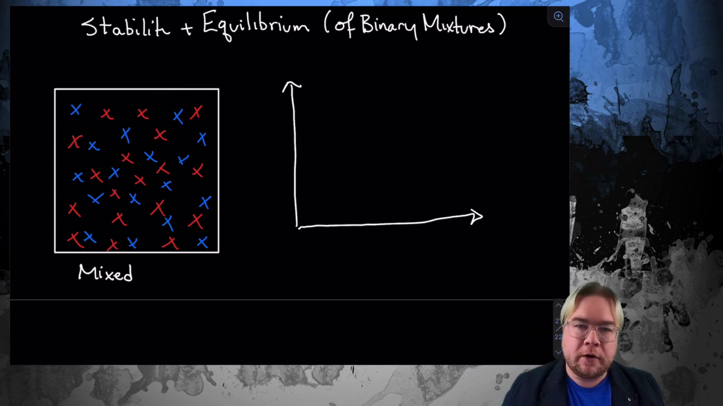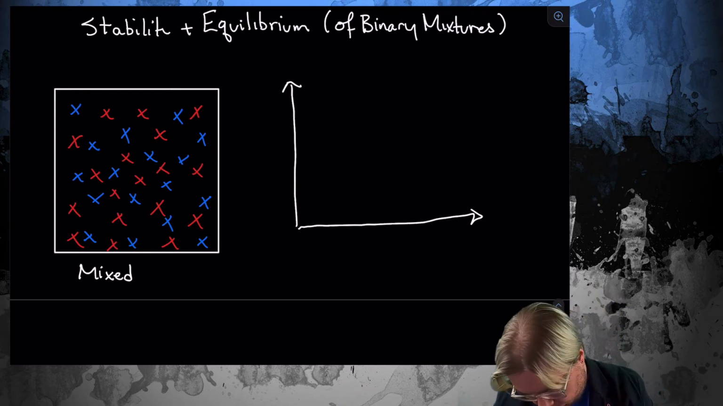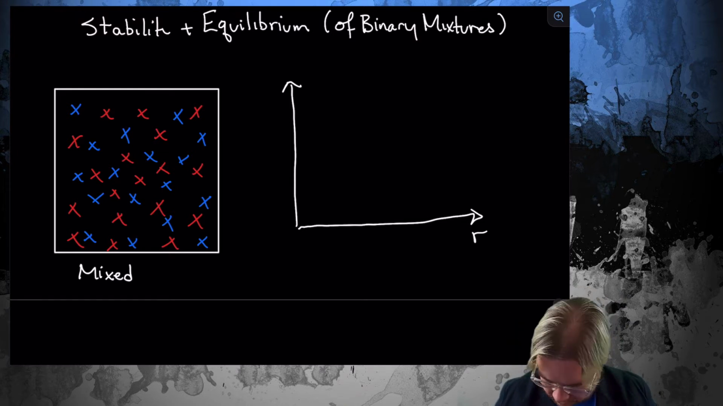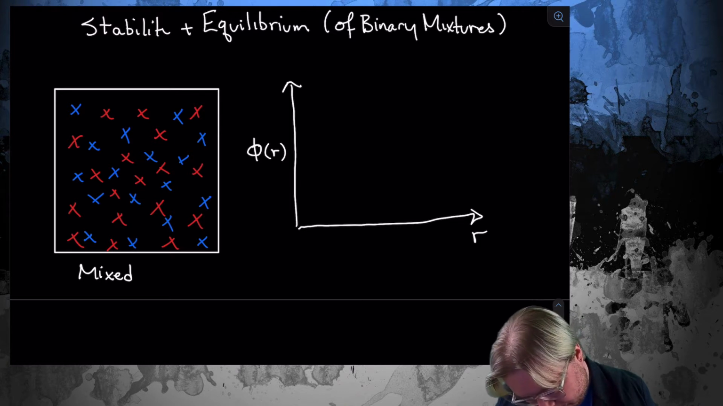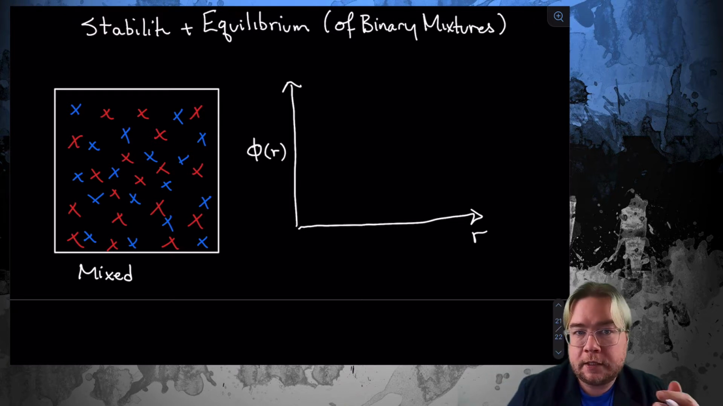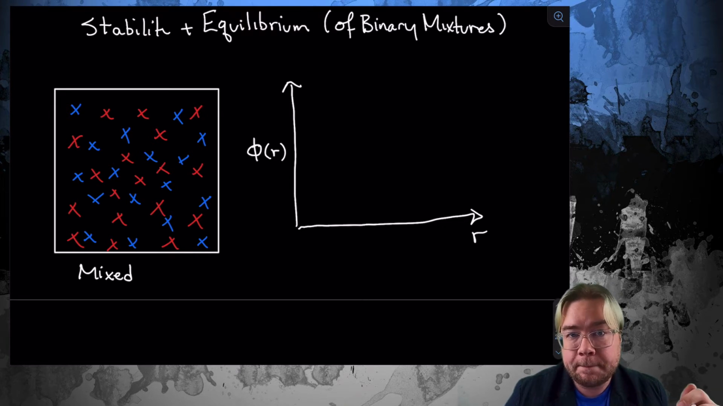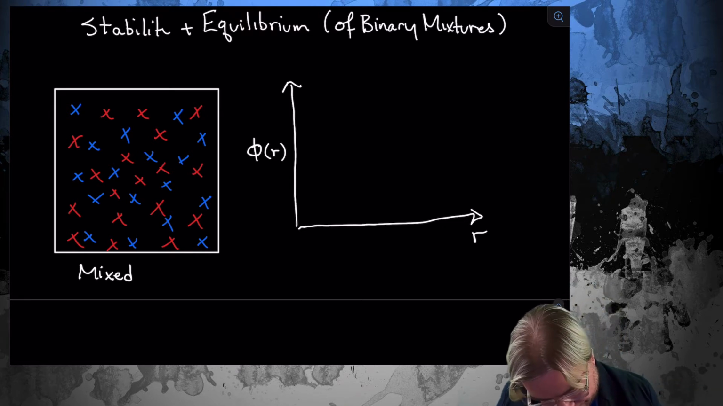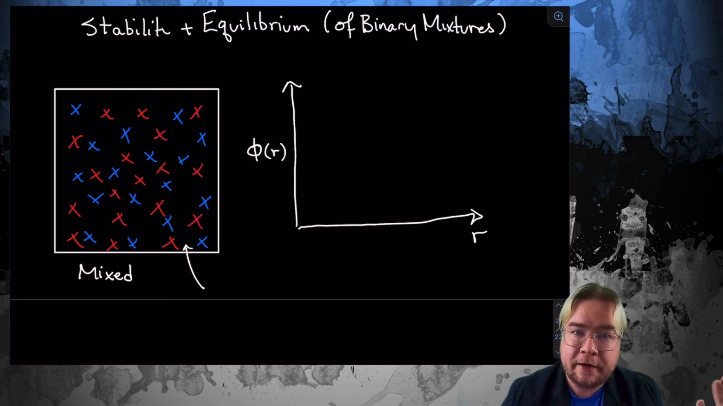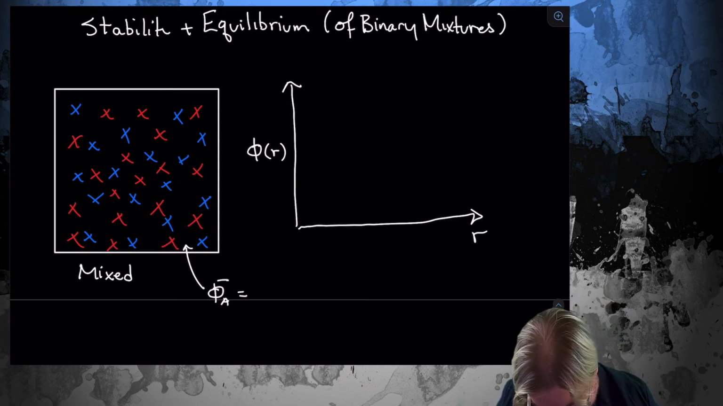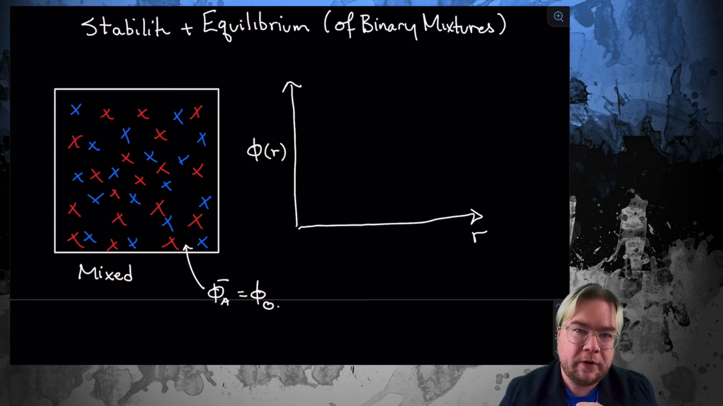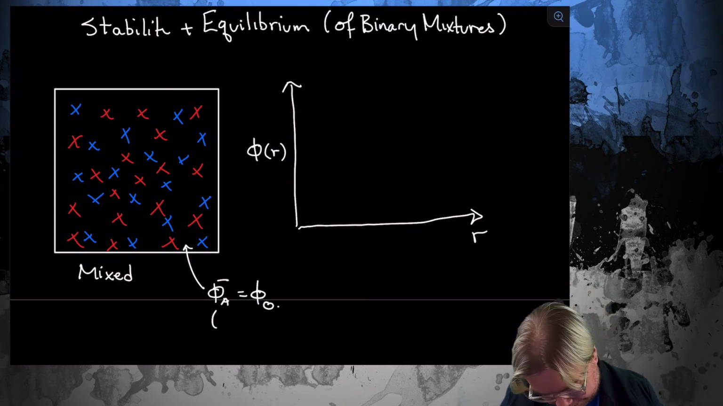And the first thing that I want to do today is plot the volume fraction of one of the components as a function of distance. So I'll plot on the x-axis the distance, and then let's plot phi of r. And I'm actually not going to say whether this is A or B because it doesn't matter. The argument would be the same no matter which you pick. So let's say that I prepare this system, and if I'm talking about phi A for this, then I could say that phi A on average would be phi 0.